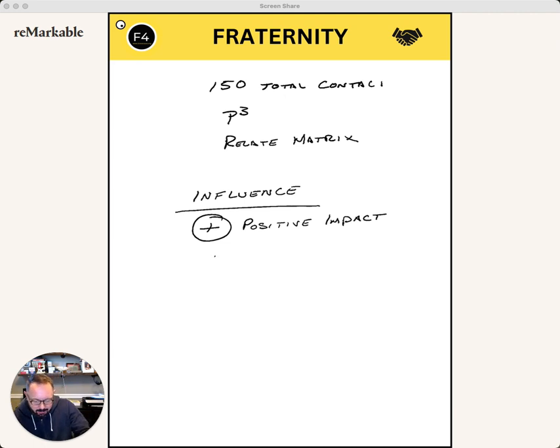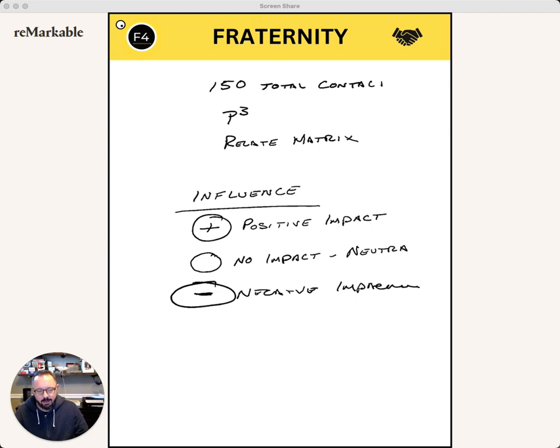Down from that is basically they have no impact, right? Or they're what I call neutral, right? So you don't feel necessarily better, but you don't feel worse when you're talking with this person. And then finally, they have a negative impact on you. And these are your decelerators, right? The people who, when you get done in a meeting or a conversation or whatever, they just bring you down. They suck the life out of you.